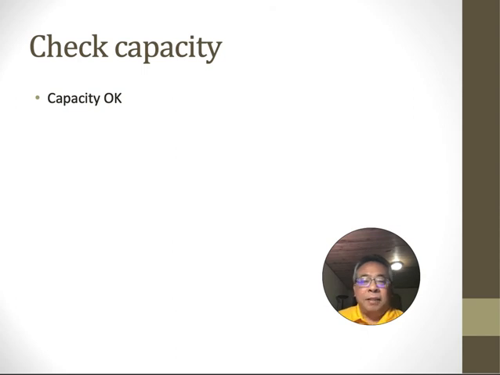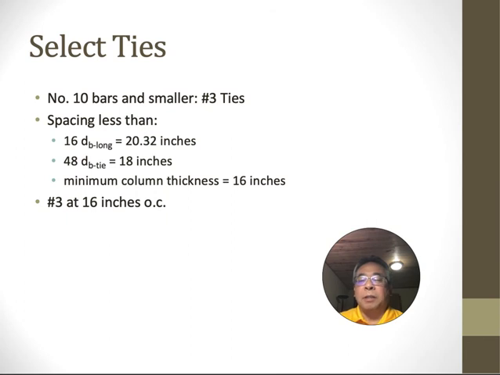The next step is select the ties. Remember 10 and below, it's number 3. It's 11, 14, and 18 that are number 4 ties. Okay, 16 times the diameter of a number 10 is 20.3 inches. 48 times the diameter of a number 3, which is 3/8, is 18 inches. And the smallest column dimension was 16. And you take the minimum of these 3, so the answer is number 3 ties every 16 inches. And you're done. And all you do is you end with a sketch.